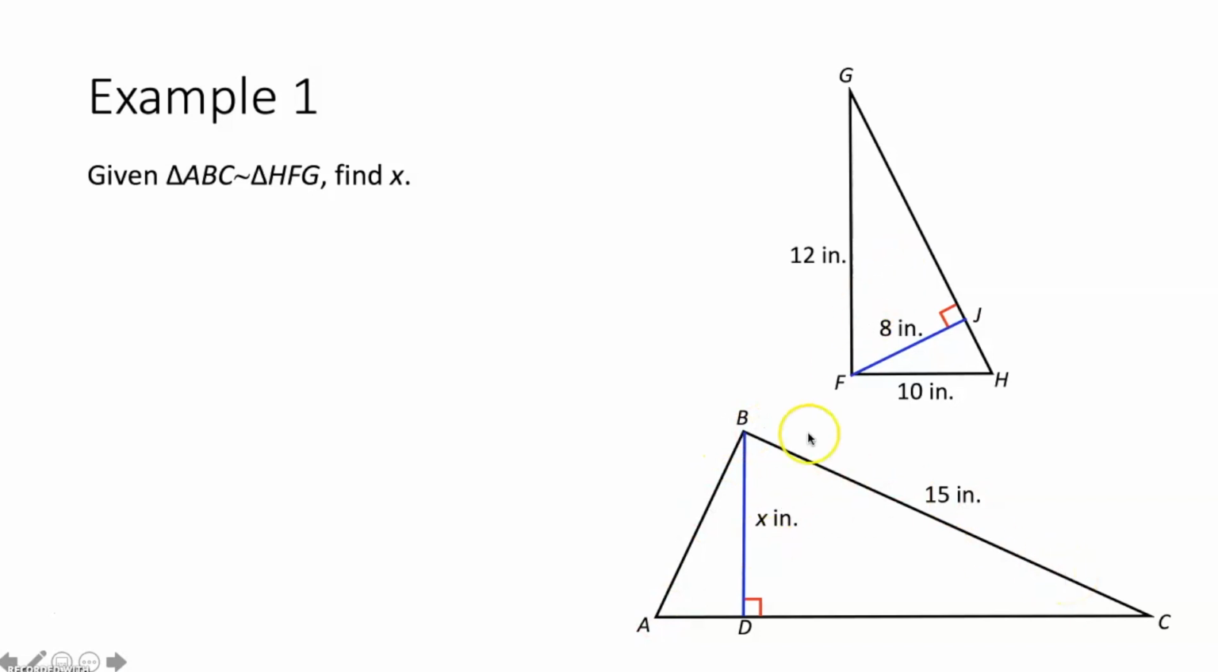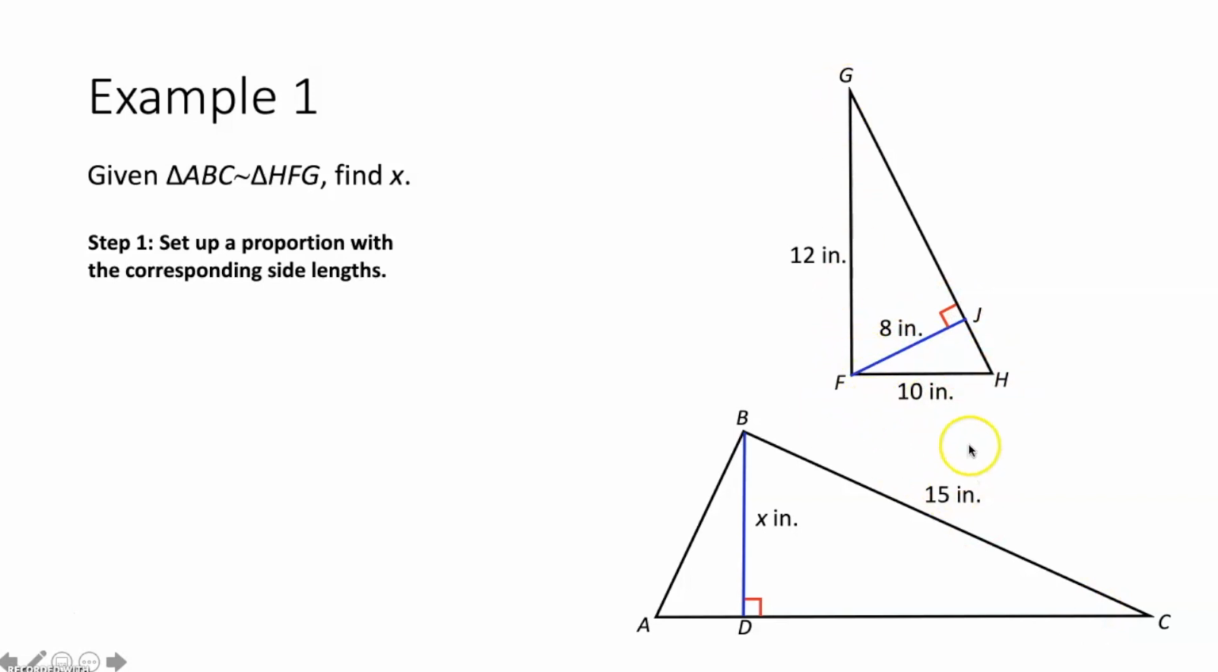Well, we know that these two triangles are similar, and we also know that these two triangles have a corresponding altitude. Segment BD corresponds to the altitude over here, segment FJ. What do we know about the lengths of those two altitudes? We know that they are proportional to the lengths of the corresponding sides based on one of the theorems we were just talking about. So we can set up a proportion to solve for x. We can say that the measure of segment BD, our altitude for triangle ABC, over the measure of segment FJ, the altitude for triangle HFG, has to equal a ratio of the corresponding sides.